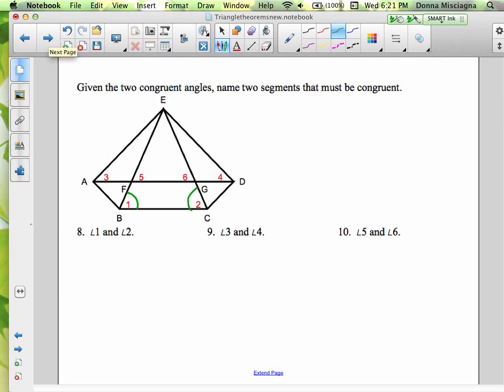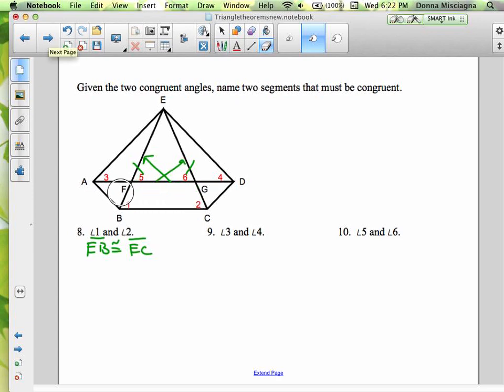We're given angle 1 and angle 2 are congruent. If you're told that and you've got overlapping triangles like this, just follow angle 1 and angle 2 to the sides that create them, and you know that these sides have to be congruent. So if angle 1 and angle 2 are congruent, then EB has to be congruent to EC. And these are segments, so we need to use the correct symbols. Problem 8 is done.